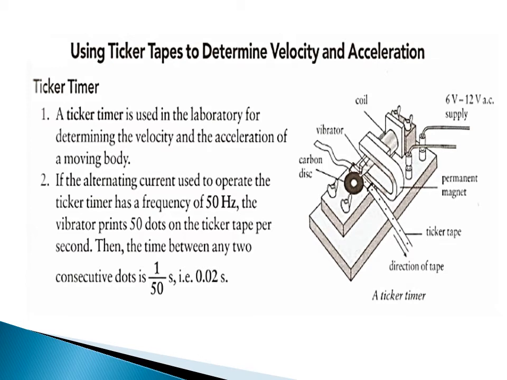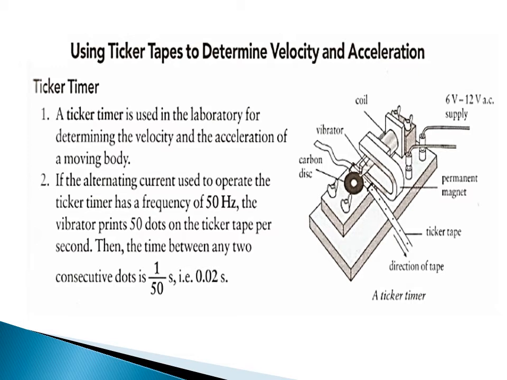Okay, behind there you can see 6 volt or up to 12 volt. That one is a supply of the electric. So the electric used is the alternating current. It's not the direct current. Okay, number 1, a ticker timer is used in the laboratory to determine the velocity and the acceleration of a moving body. So in the laboratory, if you want to calculate the velocity or acceleration, we always use a ticker timer.